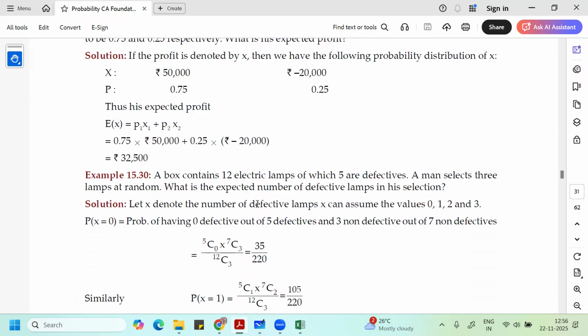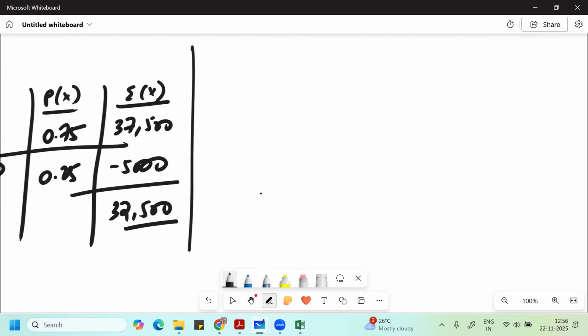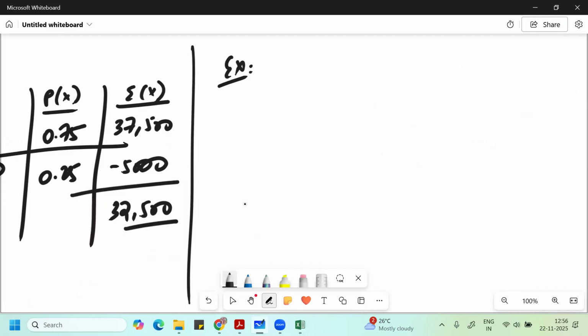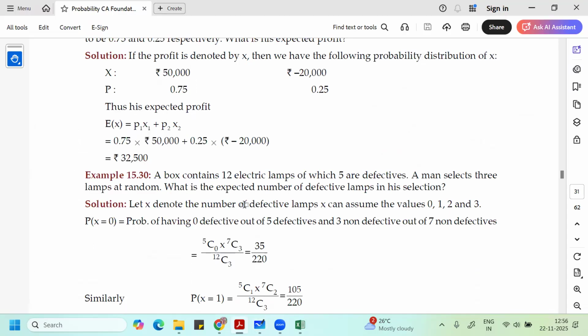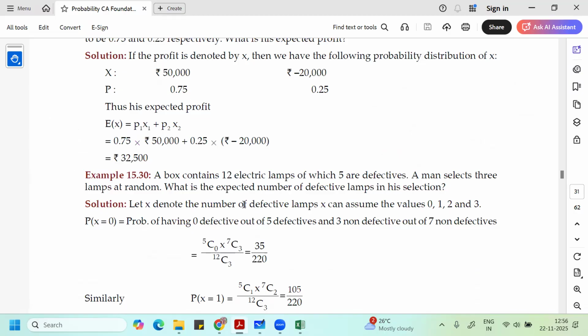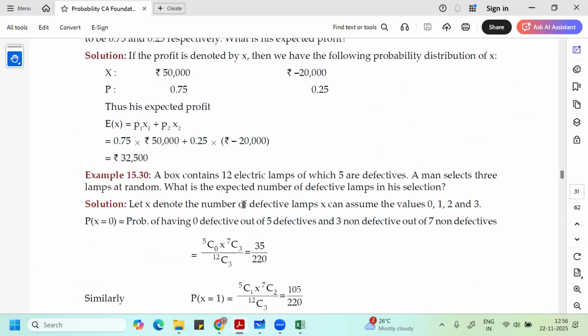Similarly, see this next example. A box contains 12 electric lamps, of which 5 are defective. In this 12, 5 are defective lamps. And then a man selects 3 lamps at random. What is the expected number of defective lamps in the selection?